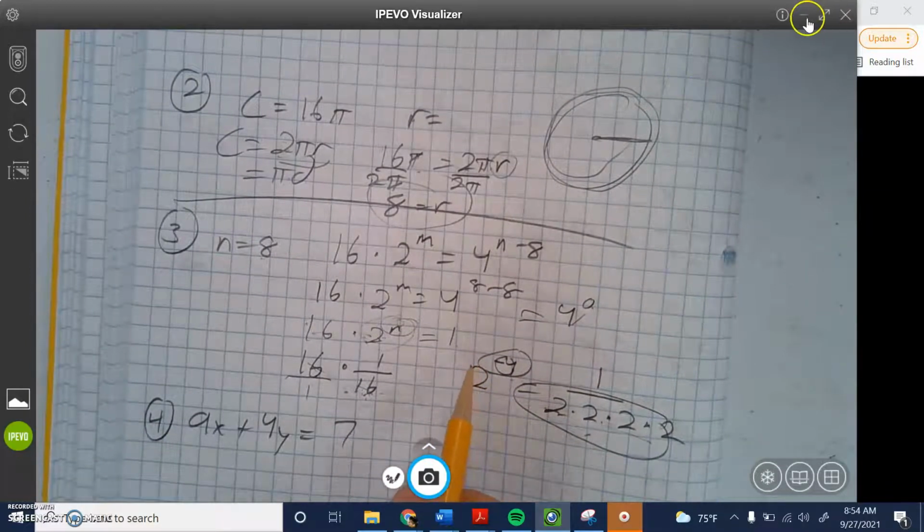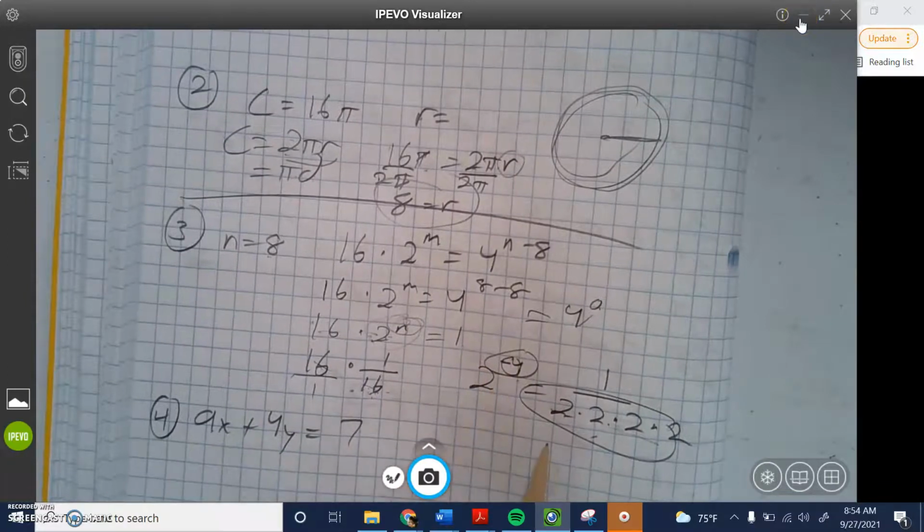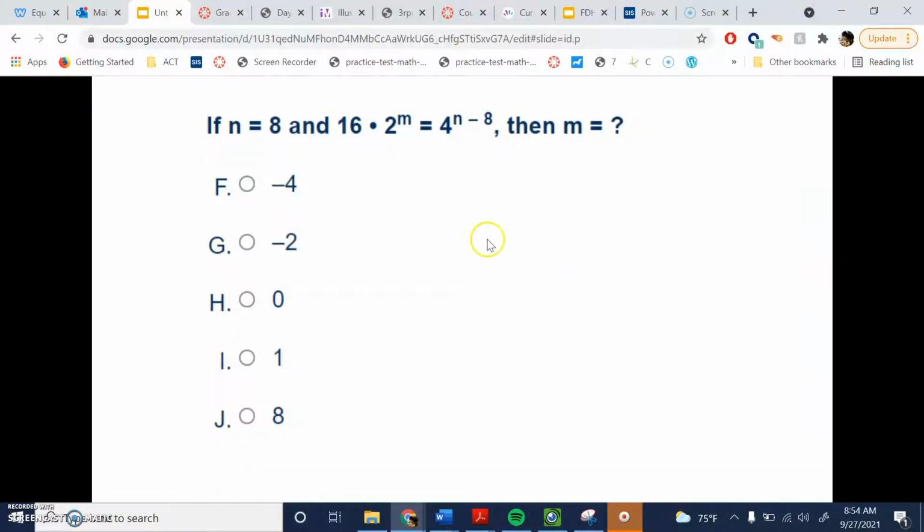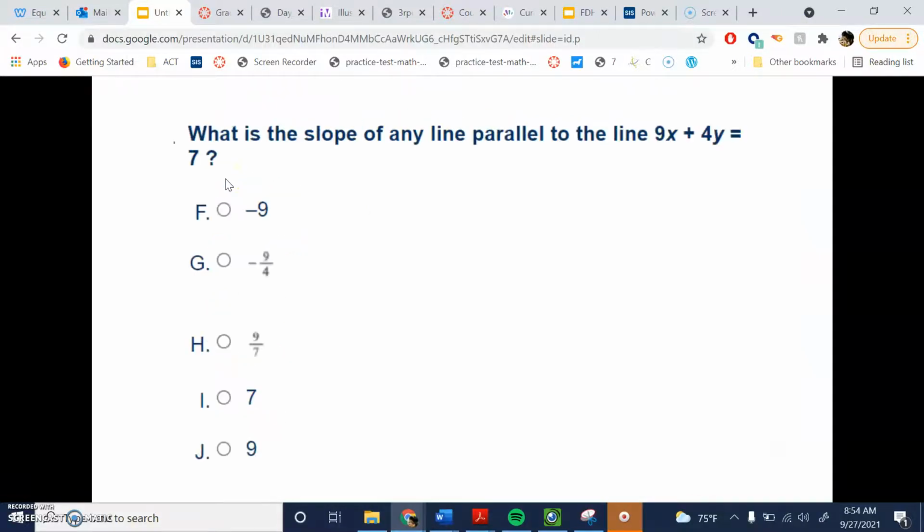If you got that, shout out to you. That's a tough one. If not, write this down. Try and do it on your own. So that's F. Good work. All right, last one. What's the slope of a line parallel to the line 9x plus 4y equals 7?